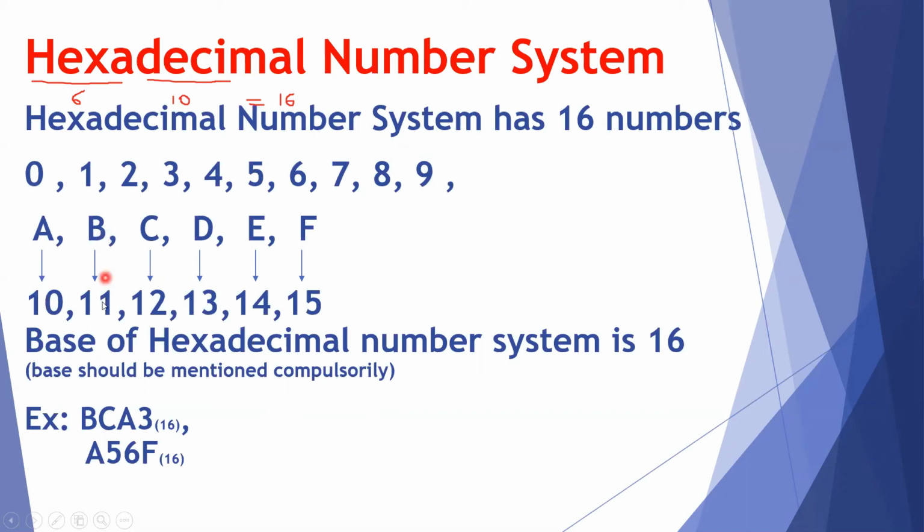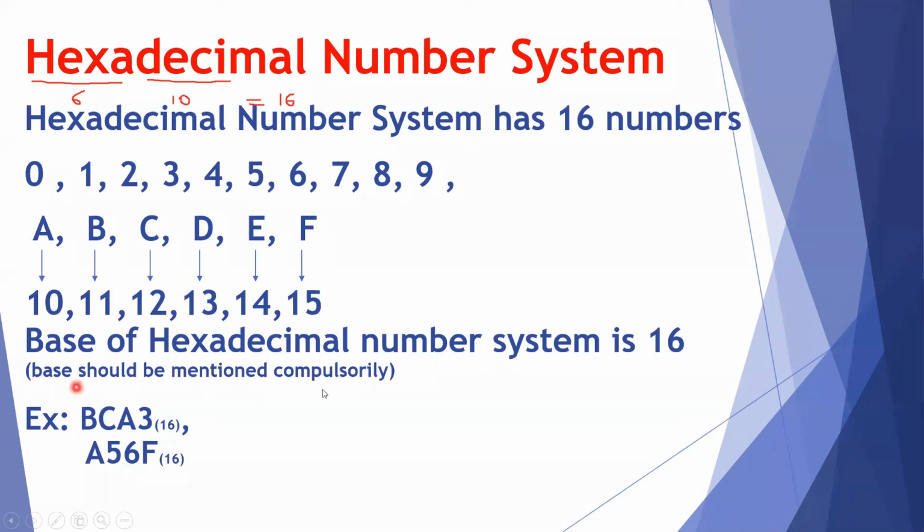But A has its own value, that is 10. B has a value of 11. C, we can write it as 12. D, we can write it as 13. E, we can mention 14. F, we can write it as 15. Okay. The base of the hexadecimal number system is 16 because there are a total of 16 numbers. So base will be 16.